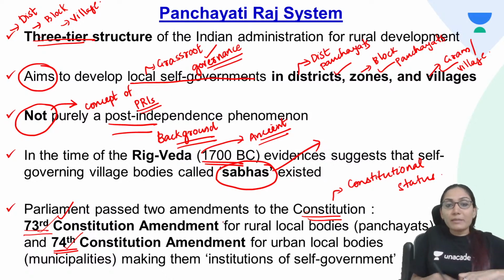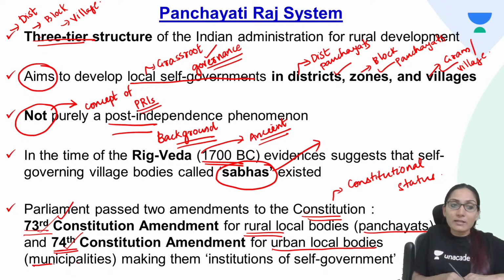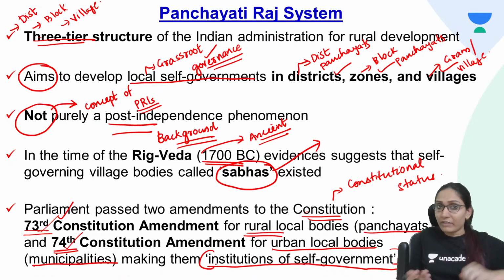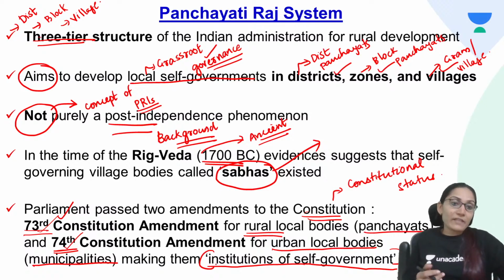73rd Constitutional Amendment Act was passed for rural local bodies, that is the panchayats, and 74th Constitutional Amendment Act was passed for urban local bodies, that is the municipalities, and they were made institutions of self-government. So they were made the institutions of local self-government, and they were given a constitutional status under the 73rd and the 74th Constitutional Amendment Acts.